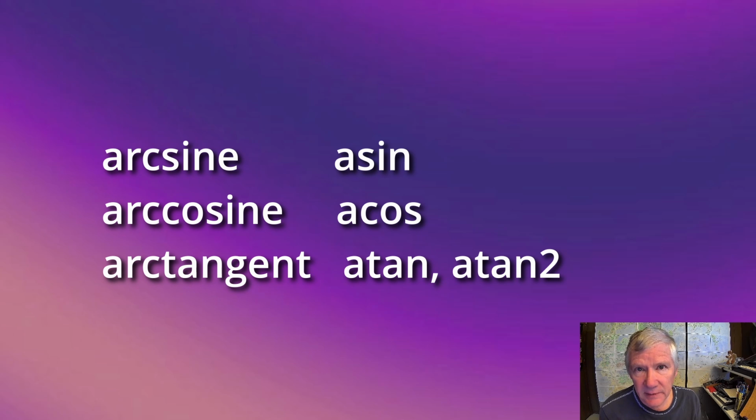There are also inverses of each of these functions called either the arc function or the inverse function. The arc sine returns an angle for a given sine value. You could have the arc cosine, which returns an angle for a given cosine value, and then the arc tangent, which gives you the angle for a given tangent value. The arc tangent has two different functions, atan and atan2. The only function that returns the full 360-degree range of angles is the atan2 function.